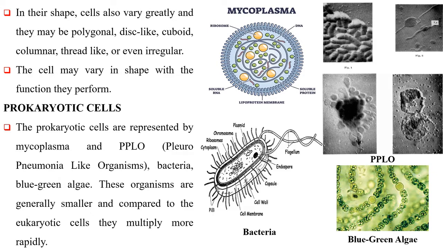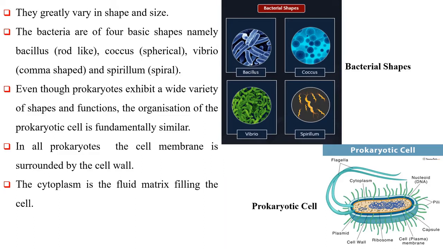Prokaryotic cells. The prokaryotic cells are represented by mycoplasma, the PPLO or pleuropneumonia-like organisms, bacteria, blue-green algae. These organisms are generally smaller and compared to the eukaryotic cells, they multiply more rapidly. They greatly vary in shape and size. The bacteria are of four basic shapes, namely Bacillus, Coccus, Vibrio, and Spirillum.